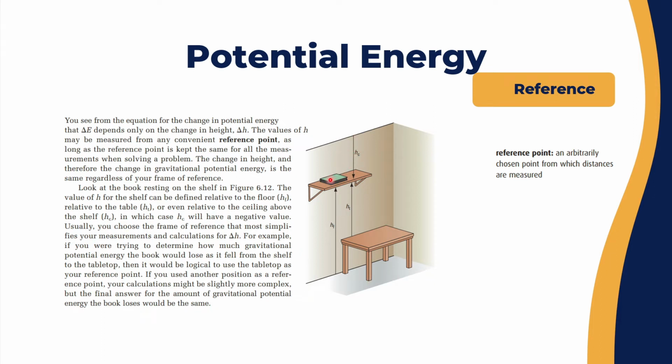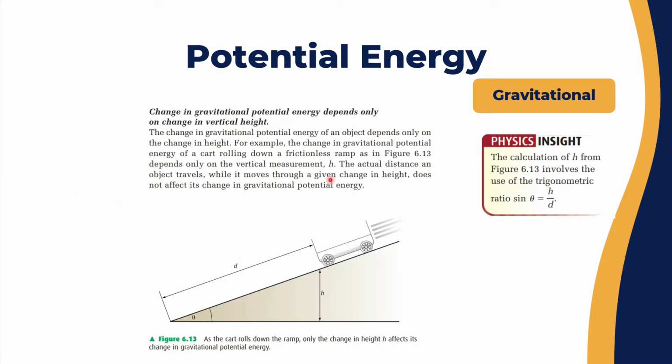So if you were trying to determine how much gravitational potential energy the book would lose as it falls from the shelf to the tabletop, then it is logical to use the tabletop as your reference point. You can always use whatever reference point you want, but it makes sense to choose the easiest reference point that can get you to the final answer as quickly as possible. Change in gravitational potential energy depends on the change in the vertical height only.